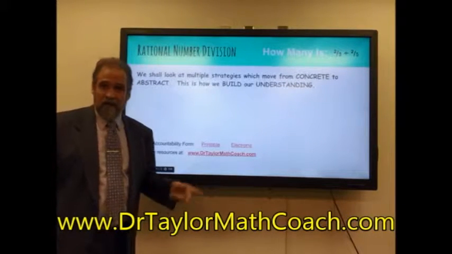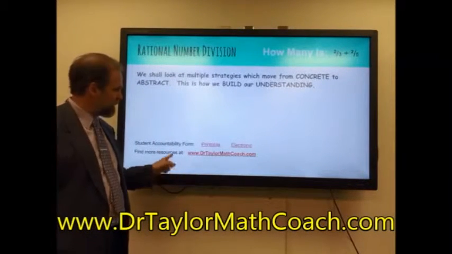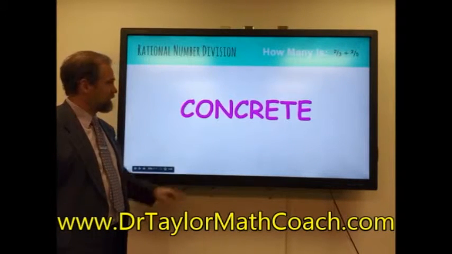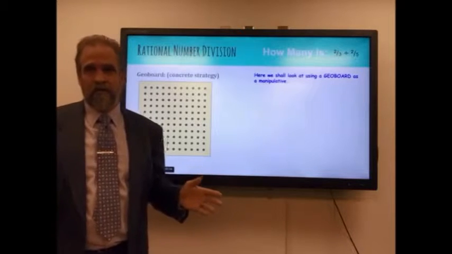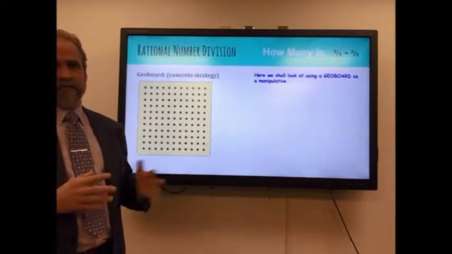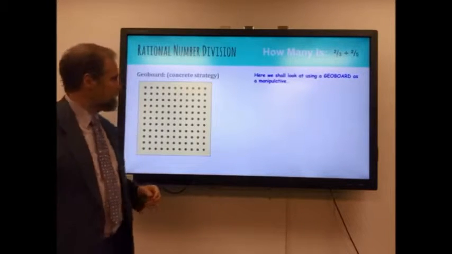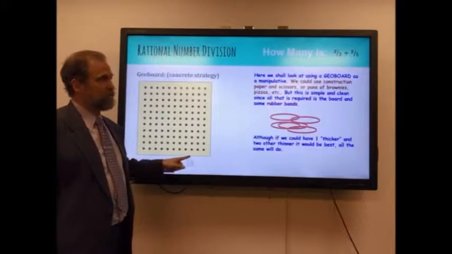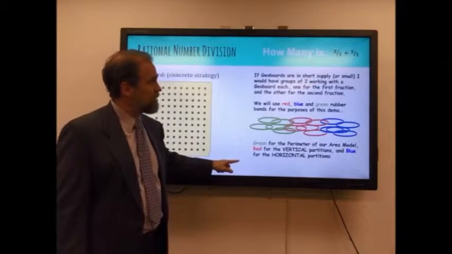Again, we're going to go from abstract to concrete, concrete to abstract, et cetera. There are the links, and let's get going. Concrete. Again, I'm using a geoboard, just as a good model for rational numbers, and it's the one I stuck with for all 4 of these videos. All right, so it's going to talk to you about how you use it with rubber bands and all that. I'm going to blast through that, and we're going to get right to the 2/3 divided by 2/5.